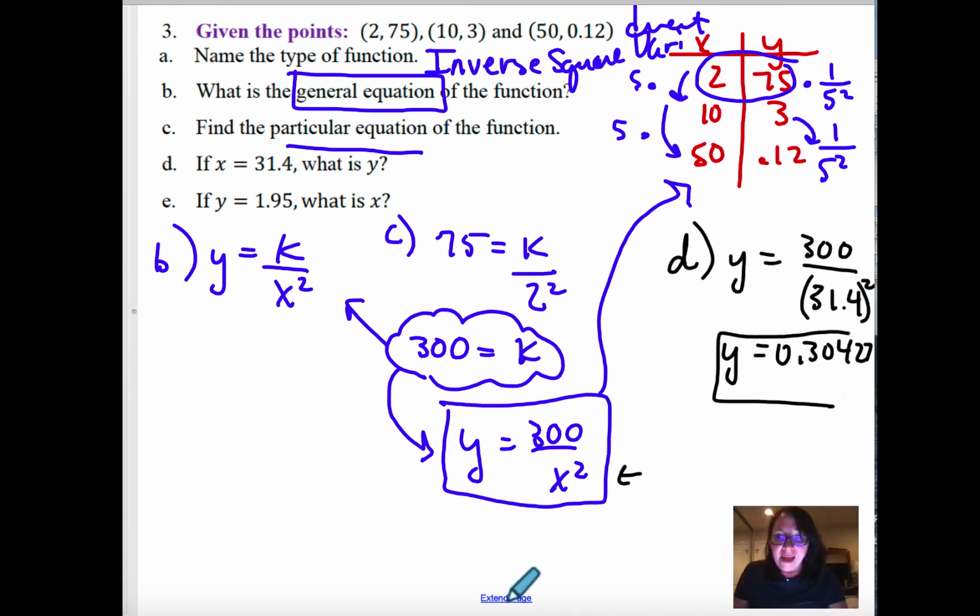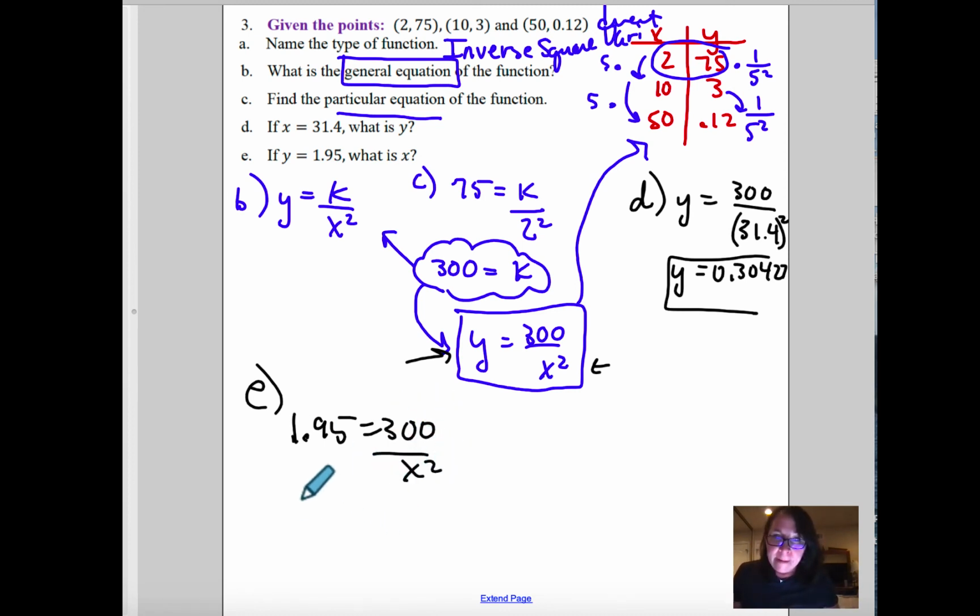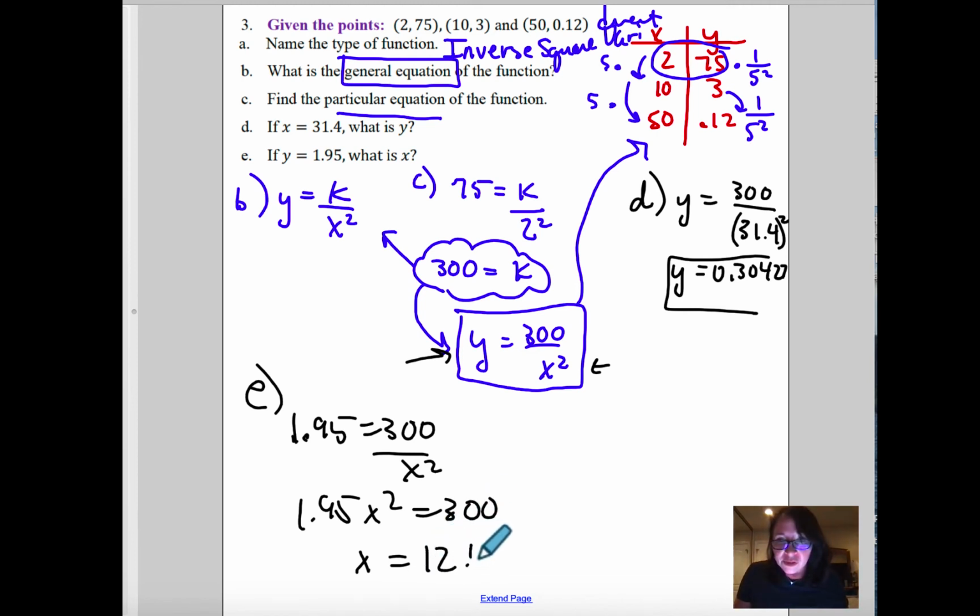And then the last problem for this is E. So they want you to plug in for E. They want you to make sure you can do it in both ways. So now I'm going to plug in 1.95 for y. So I'm going to go 1.95 is equal to 300 over x squared. I'm going to cross multiply, get 1.95 x squared equals 300, divide by 1.95, and I'm going to square root both sides. What do I get? 12.4. So x is equal to 12.4.